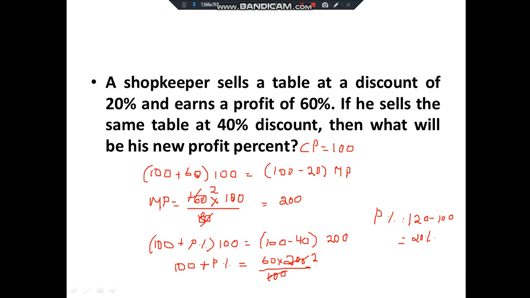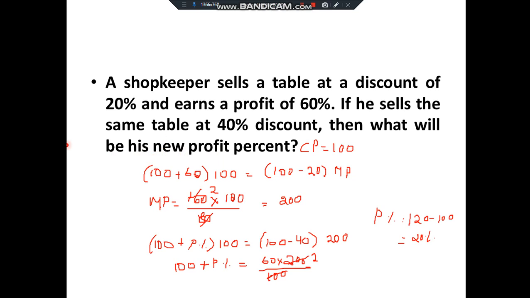See the next question. A shopkeeper sells a table at a discount of 20% and earns a profit of 60%. If he sells the same table at 40% discount, then what will be his new profit percent? So they have not given any values. Okay, only discount percentage and profit percentage are given, and when the discount increases to 40%, they have asked what the new profit percent is. Okay, so we'll use the same formula for this question.